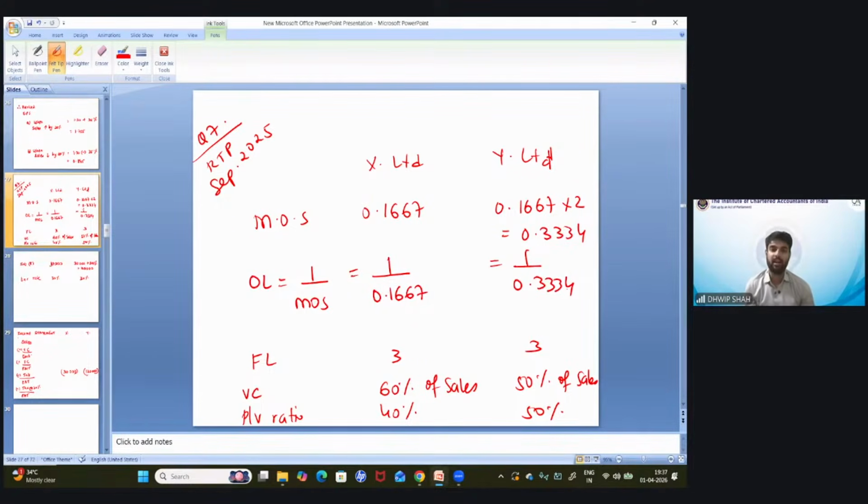We started our treasure hunt game from finding OL. 1 divided by 0.1667 is 5.9988, means 6 times आया and 1 divided by 0.3334 means 3 times आया. So OL of X is 6, OL of Y is 3, FL is 3 and 3.